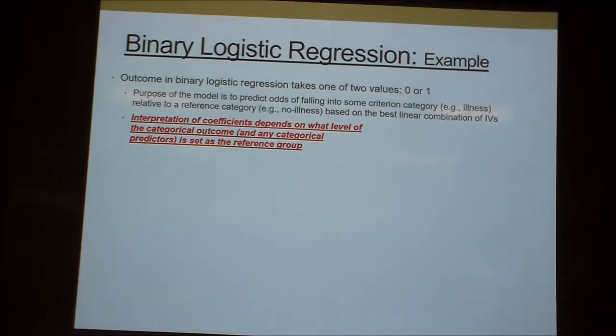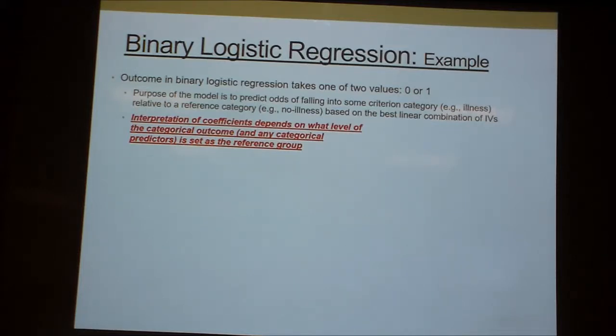But for our binary logistic regression, we're looking at an outcome that takes on 2 values, 0 and 1. The purpose of the model is to predict the odds of falling into some criterion category relative to a reference category, based on our best linear combination of independent variables. And this is one of the things that becomes crucial, I can't emphasize this enough. As you're interpreting your coefficients in these models, you absolutely need to know which level of your categorical outcome is your reference group versus your criterion.